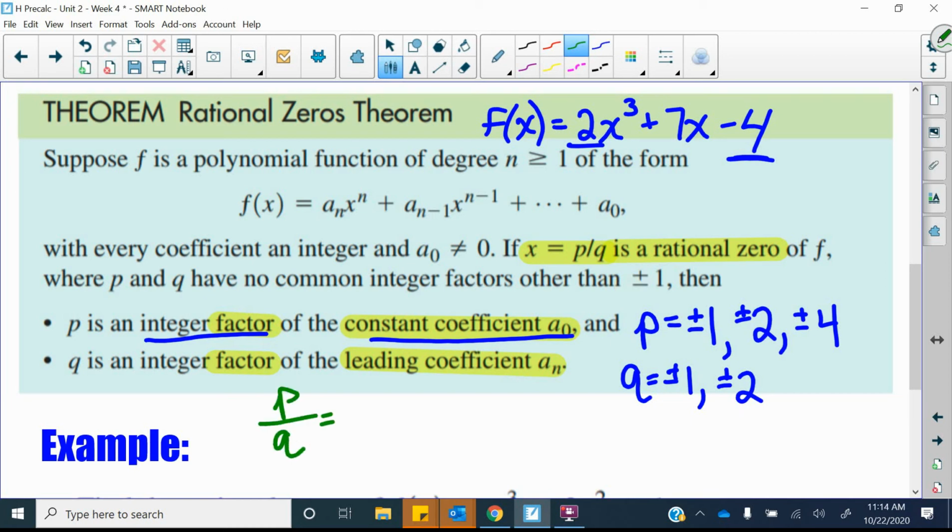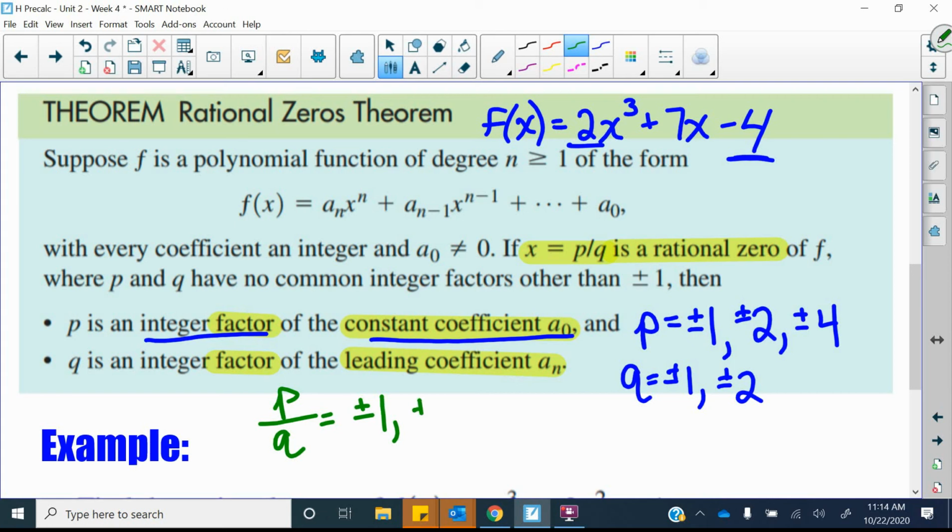So let's see, I'm going to start out with the very first P value, the very first Q value. So I have positive and negative 1 over positive and negative 1. So that's a possible rational zero, or two rational zeros we could possibly have for this problem.